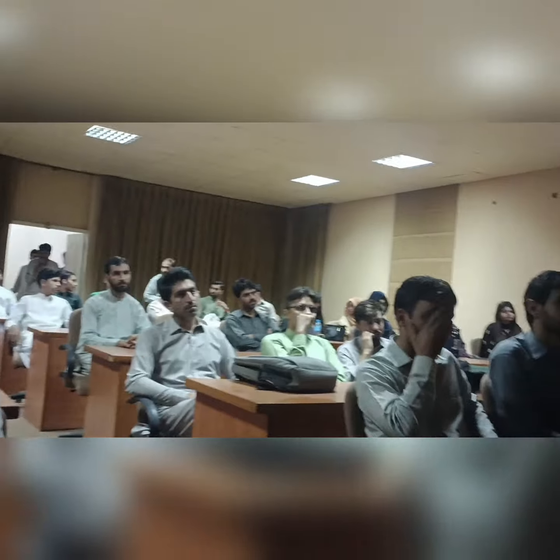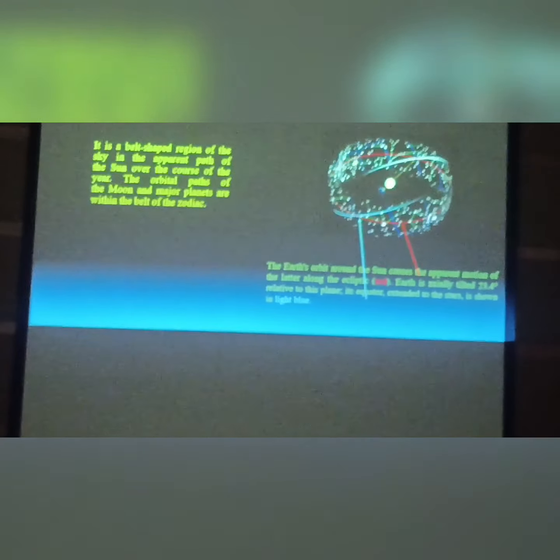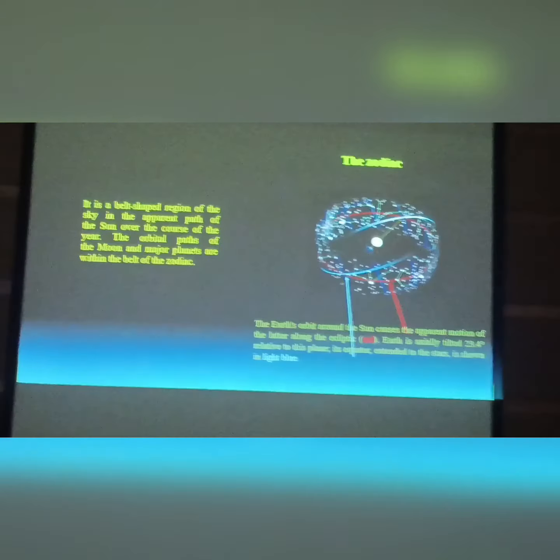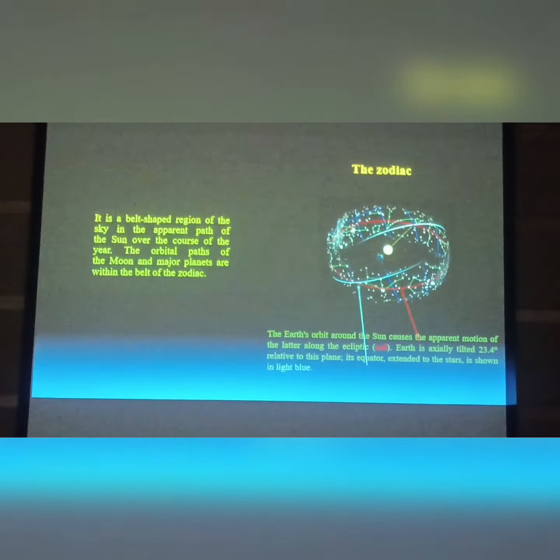The zodiac, it is a belt-shaped region of the sky in the apparent path of the sun. Over the course of the year, the orbital path of the moon and major planets are within the belt of the zodiac. It is that belt, path of the sun. And the light yellow, it is the equator extended to the celestial sphere.